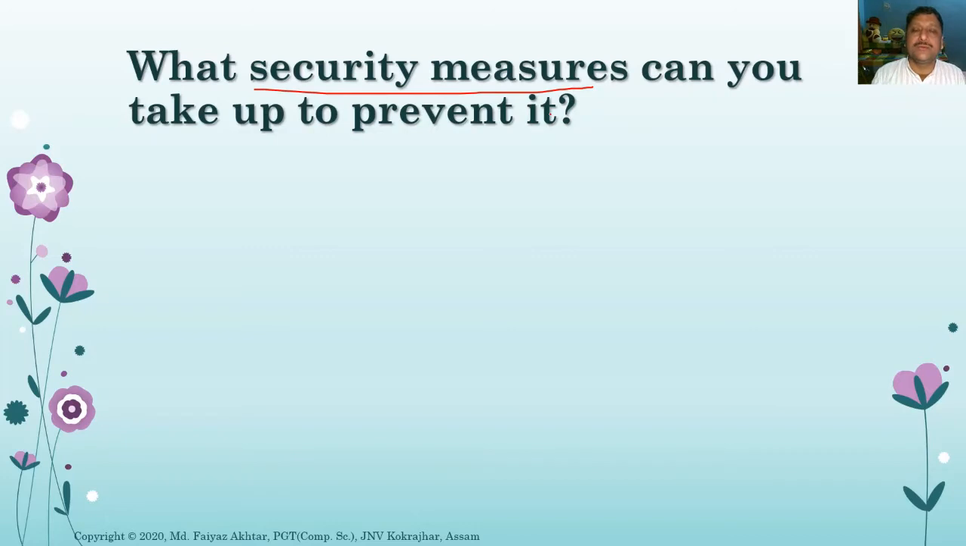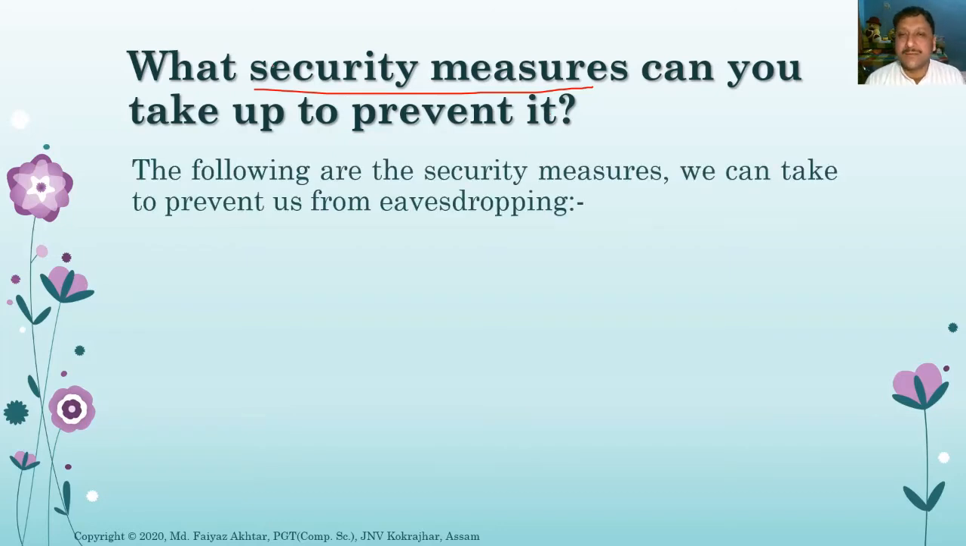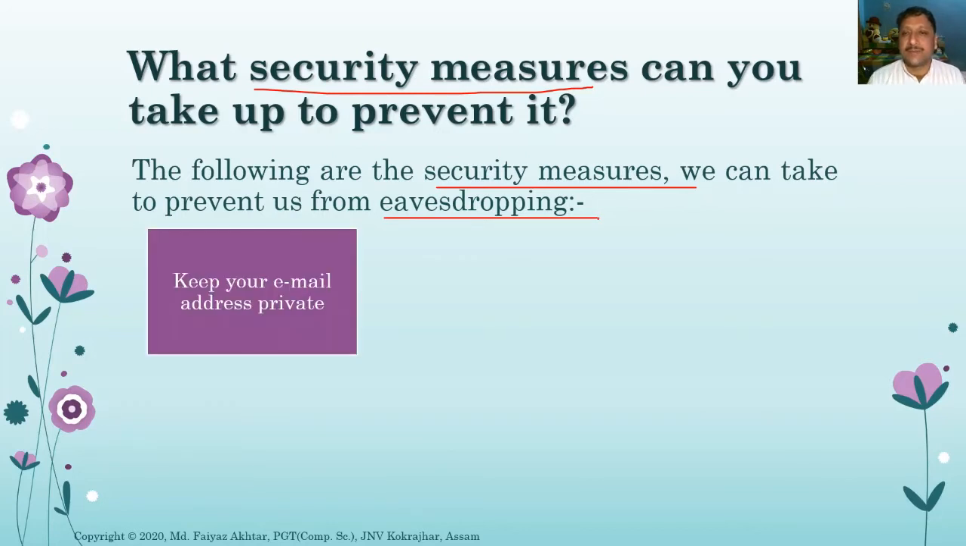Now we are going to learn what security measures we can use to prevent all of these. The following are the security measures we can take to prevent eavesdropping. First, keep your email address private. It means you don't share your email address with unknown persons. So keep your email address private.